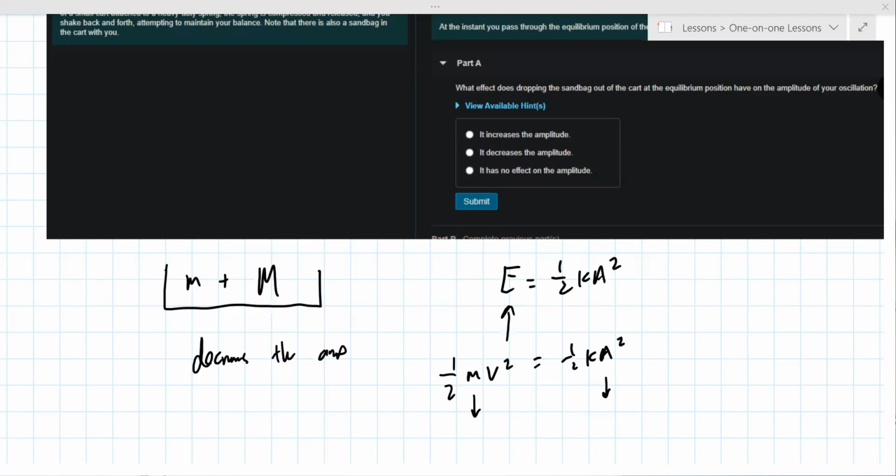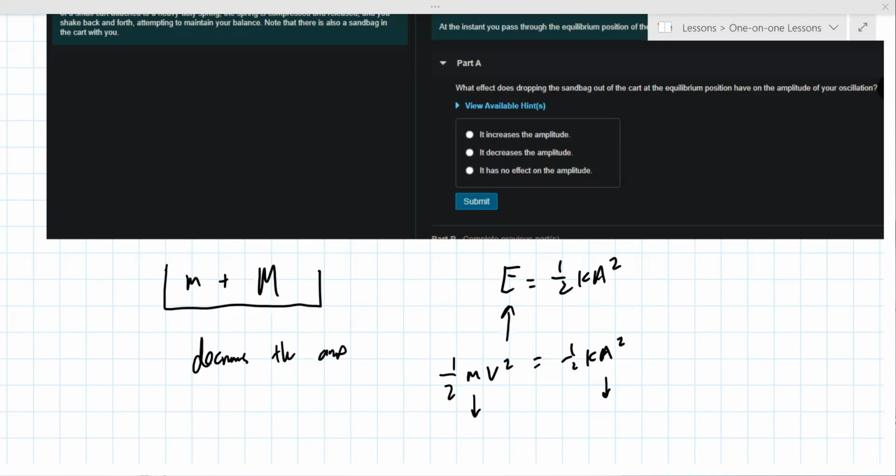So part B, I don't have a picture for. I'll send it right on over. But it says something about instead of dropping the sandbag as you pass through equilibrium, you just drop the sandbag when the cart is at its maximum distance.